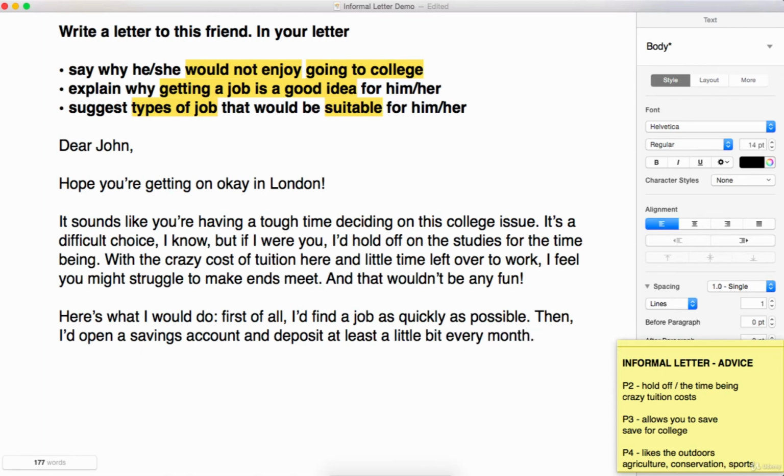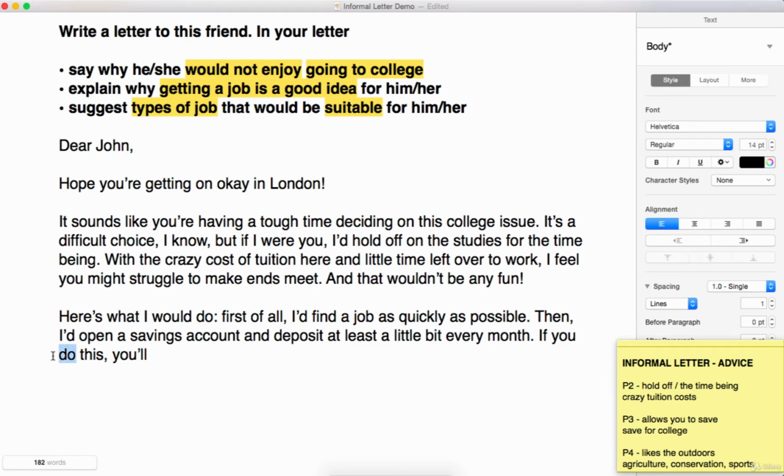Okay, now we've got that save for college. We want to do that. So again, we'll bring in another conditional. However, this time, we're going to mix it up. What am I doing here? What conditional am I in? Hopefully you realize that I've moved from that second conditional to the first conditional.